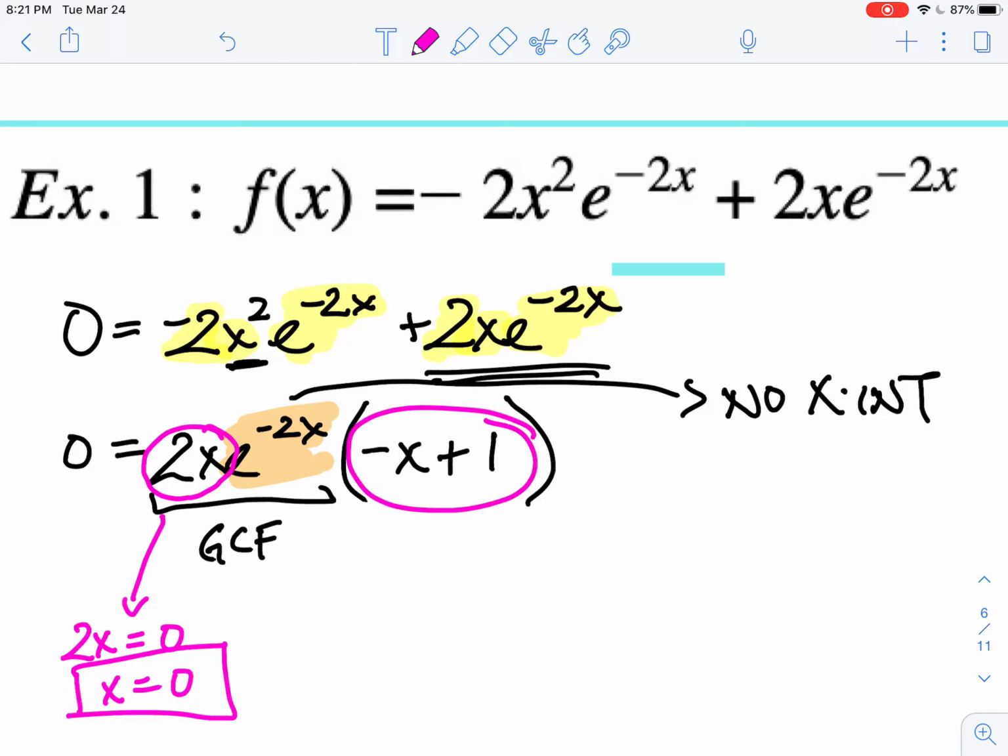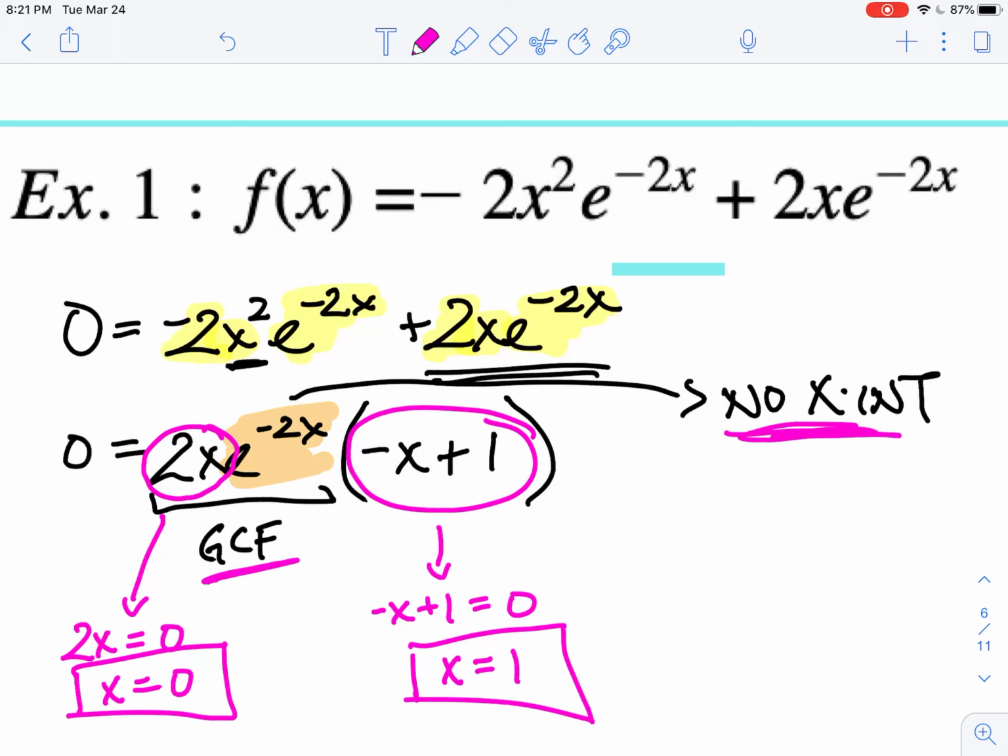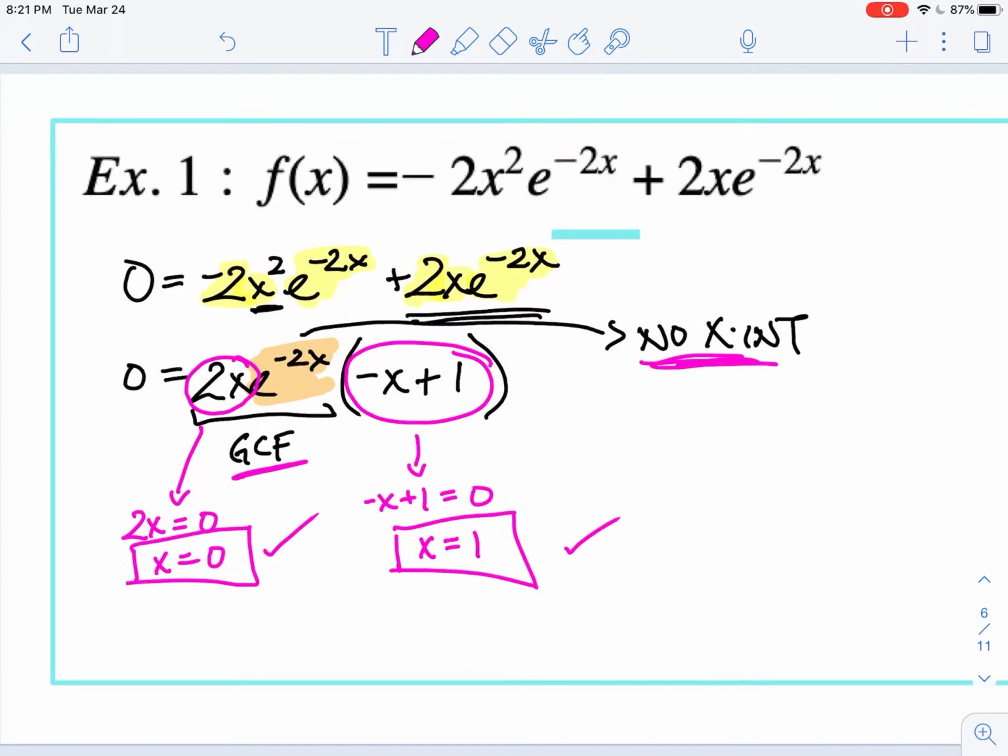The other zero, or x-intercept, comes from this last part, negative x plus 1. If I take negative x plus 1 and set it equal to 0, I add x to both sides, so I get x equals 1. That is going to be our second x-intercept. So our goal here is to find our greatest common factor, see which parts have no x-intercepts, and then find the x-intercepts from the parts that actually impact it.